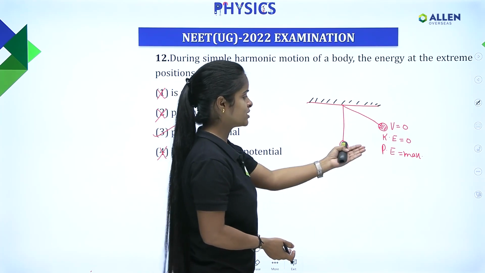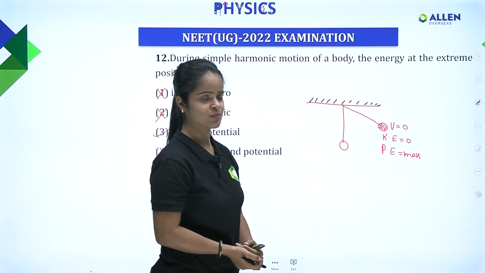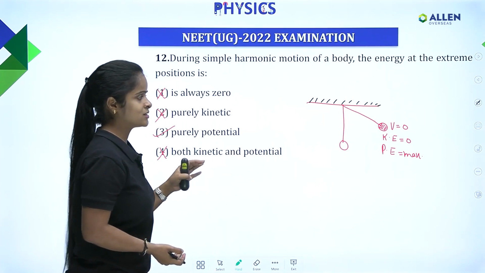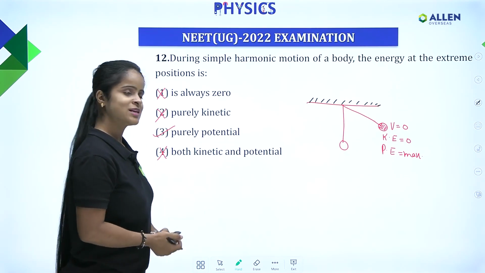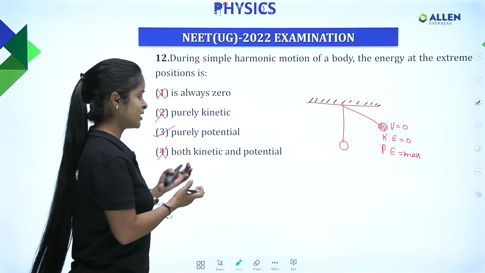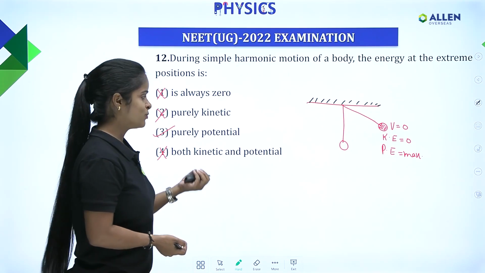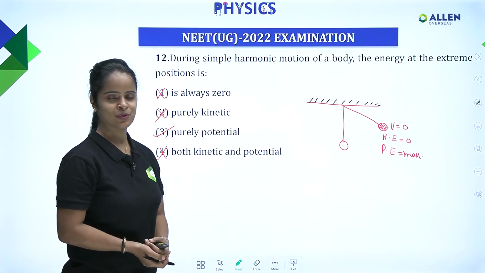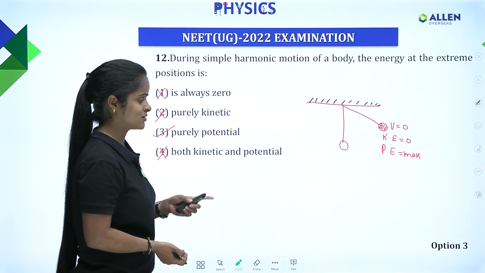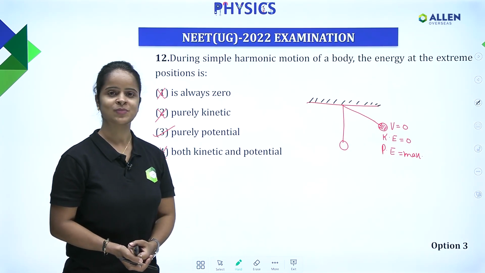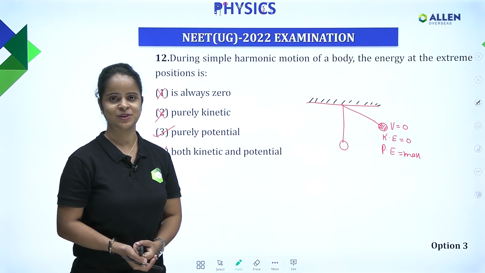So finally, potential energy is maximum at extreme position. So can you see, just by using the concepts given in our module, you can solve these questions without wasting a lot of time, right? Or you may say you can solve these questions in a few seconds, right? And the same thing is written there, that option number 3 is the correct option. Hope it is clear to everyone.